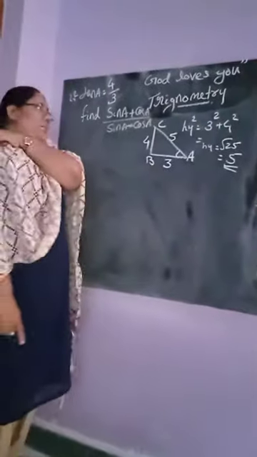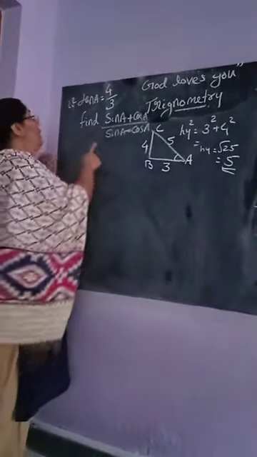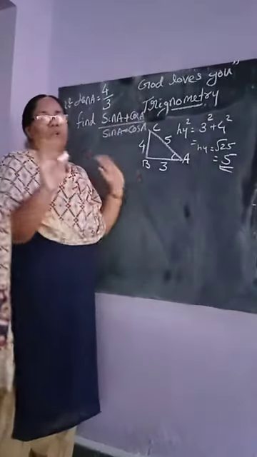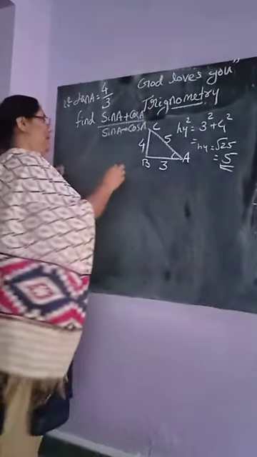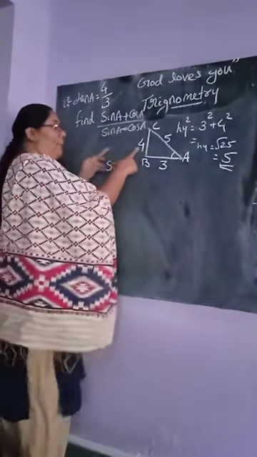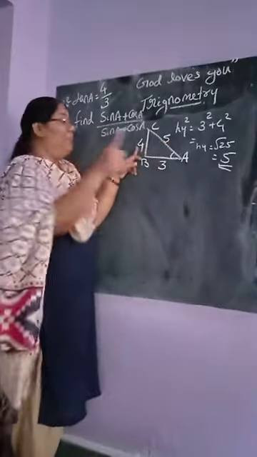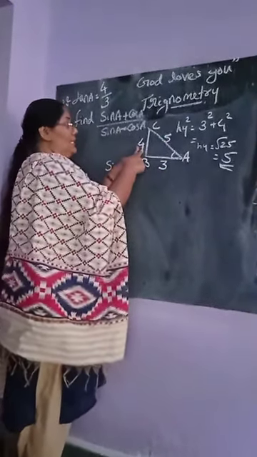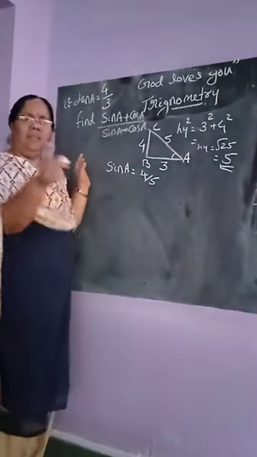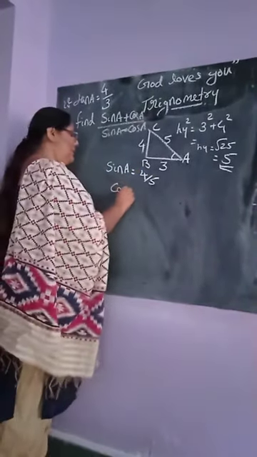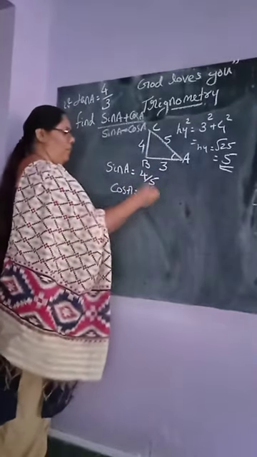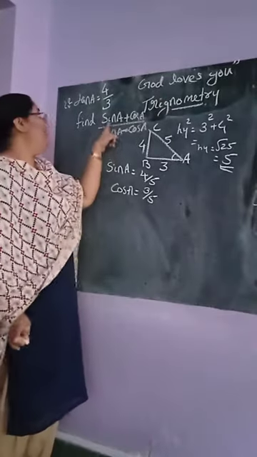Understand? Now, right, here in this question, we need sin A and cos A. What's the formula? Sin A means opposite by hypotenuse. Remember here this is A. Opposite is 4 and hypotenuse is 5. 4 by 5. And what is cos A? Cos A is equal to adjacent by hypotenuse. 3 by 5. Listen. Now repeat the question.